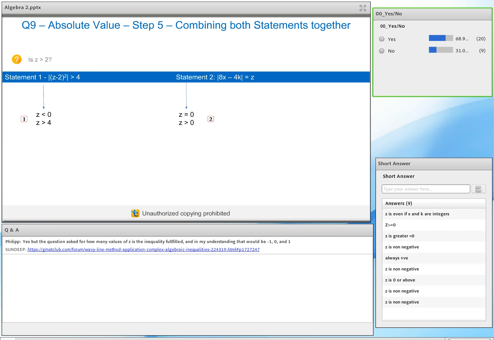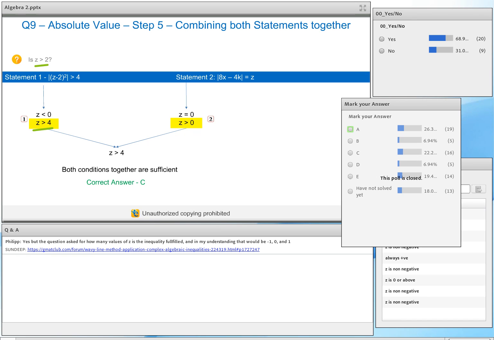And when I combine the two statements, what I get is that z is greater than 4. Okay. If both these statements are true, then the only situation in which both these statements will be true is that z is greater than 4, which means that I can answer the question that was asked in the question statement, that is z greater than 2. Okay? So choice C is the correct answer, which about 22% of the class selected.